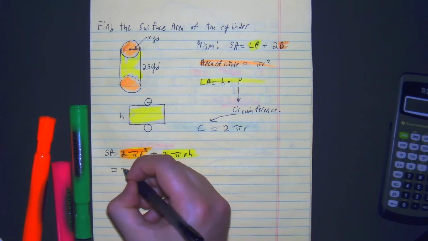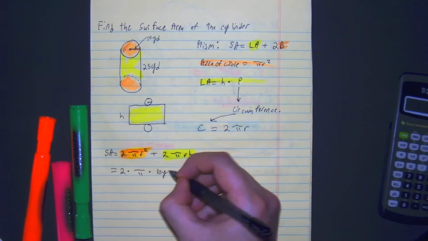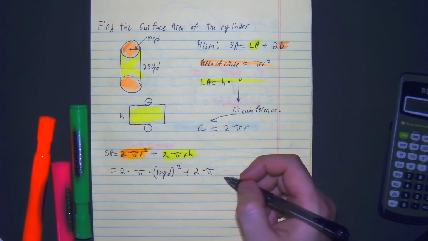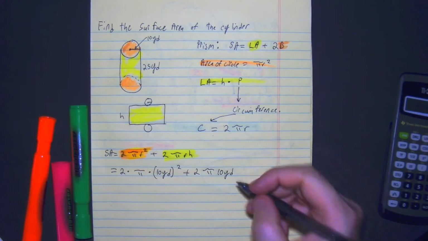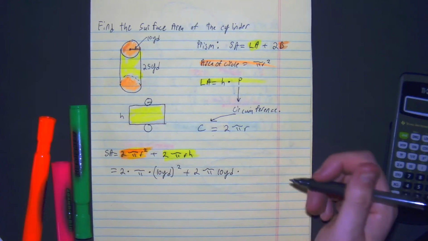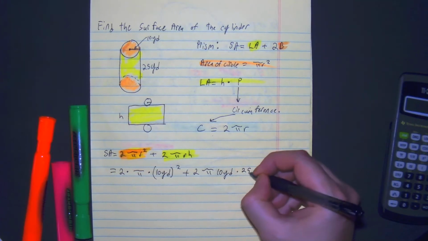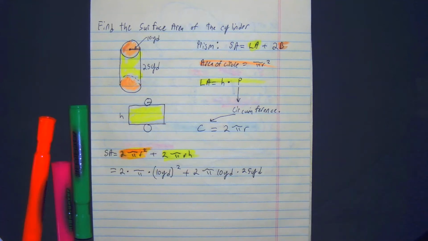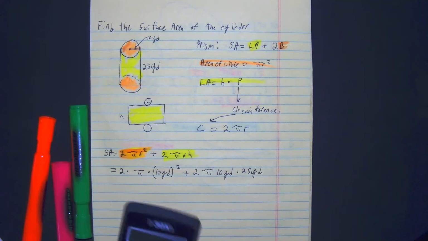So let's plug everything in. 2 times pi times 10 yards squared plus 2 pi times 10 yards, the radius, times the height, 25 yards. Alright, so this is pretty quick. Make sure we do order of operations. So 10 times 10, 100. 100 times 2 gets you 200.